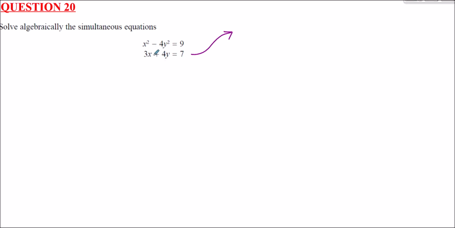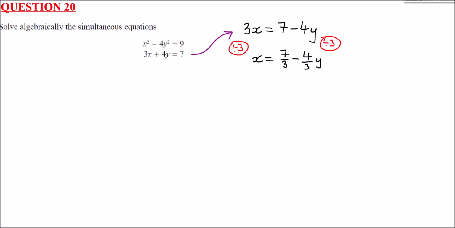So if we start with this bottom equation and subtract 4y from both sides, we would get 3x is 7 minus 4y. If we now divide both sides by 3, we get x as the subject, which is what we want to have. So we have x equals 7/3 minus 4/3 y. Now what we need to do is substitute this expression for x into the top equation.